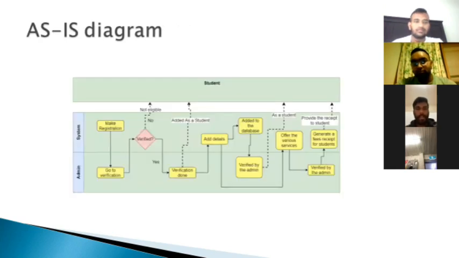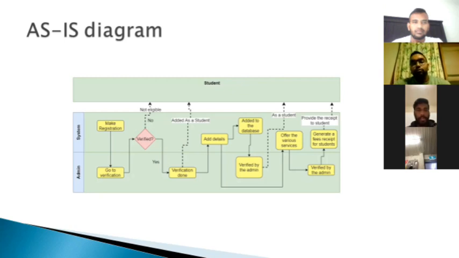This is the as-is diagram. We can explain this in another way as well. There are two modules in this one: one is admin and one is system. When it comes to the system, it just does registration. It goes to verification. If it's verified, it goes to the student. I mean, it is added as a student, that's it.